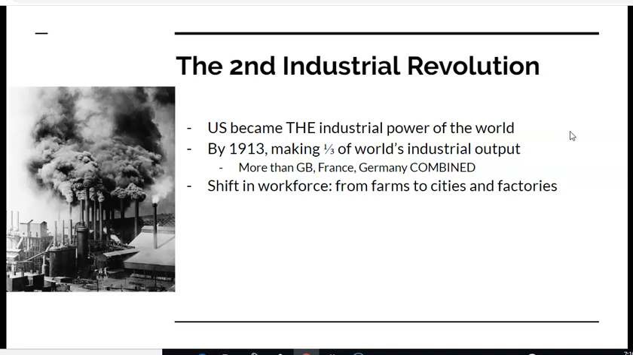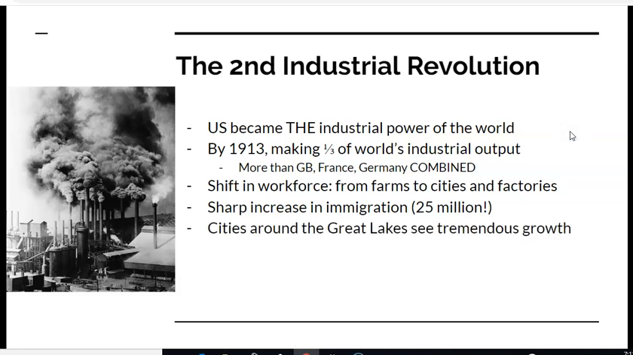That's an amazing amount. This was a time period that would also see a major shift in the workforce. Workers were going to be moving from farms to cities, and in those cities, they were going to be working in factories. We're also going to see a sharp increase in immigration. In fact, 25 million immigrants are going to make their way to the United States, most of them from Europe, but also some from Asia and from South America, to provide workers and consumers in the United States. And it's going to also diversify the culture and politics of the United States.